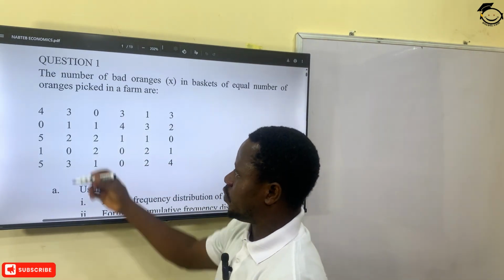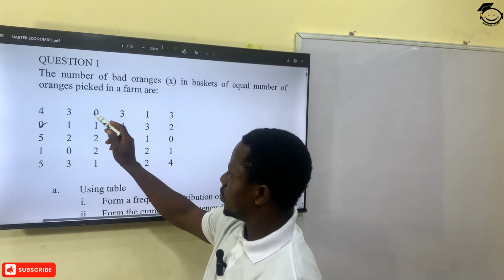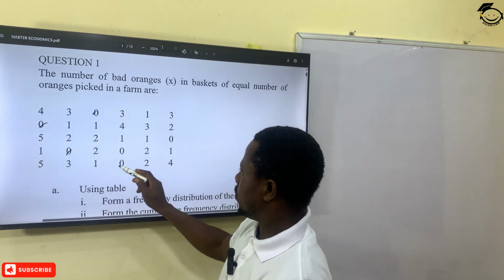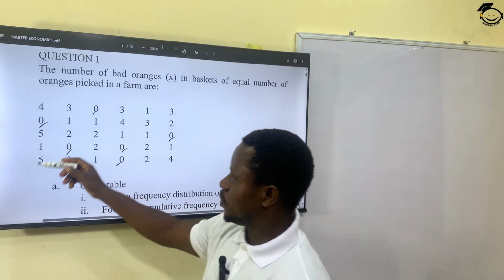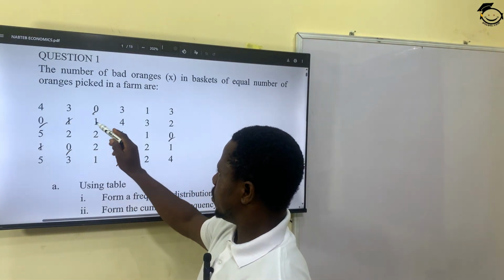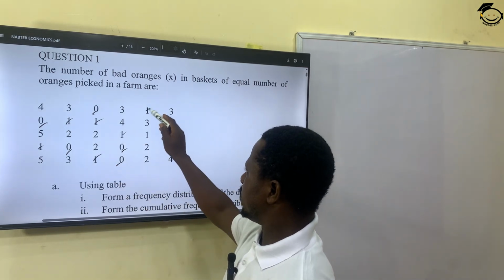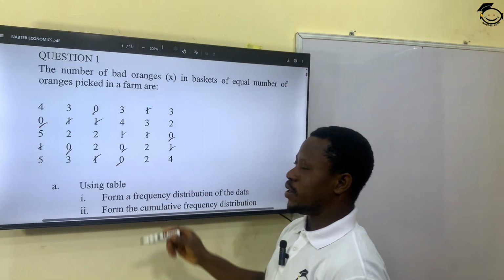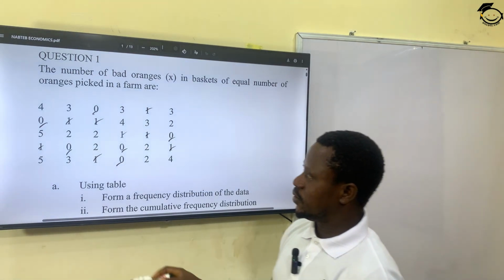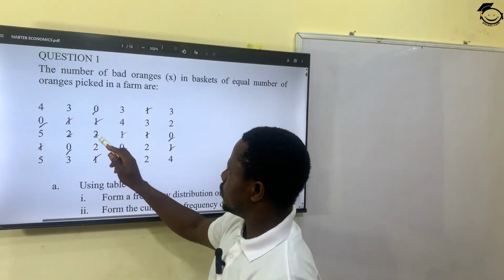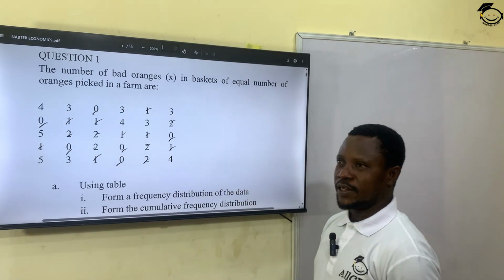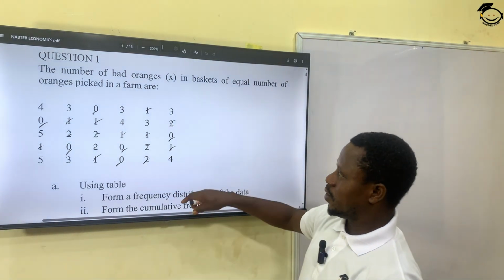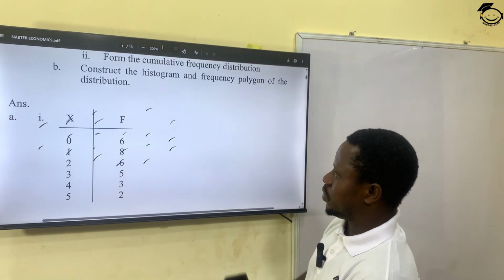Let's count the number of 0s. From the first line, we have 1, 2, 3, 4, 5, 6. 0 appears 6 times. Let's see 1. 1, 2, 3, 4, 5, 6, 7, 8. 1 appeared 8 times. Let's see 2. 1, 2, 3, 4, 5, 6. 2 appeared 6 times. Okay? In this order, we'll come to this table you can see here.